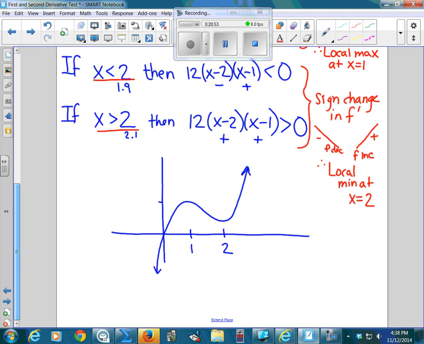And then in order to find what that actual max and min are, we just need to plug in 1 into our function and find what that is, and 2 into our function to find out what it is. At 1 it is 8, and at 2 it is 10.